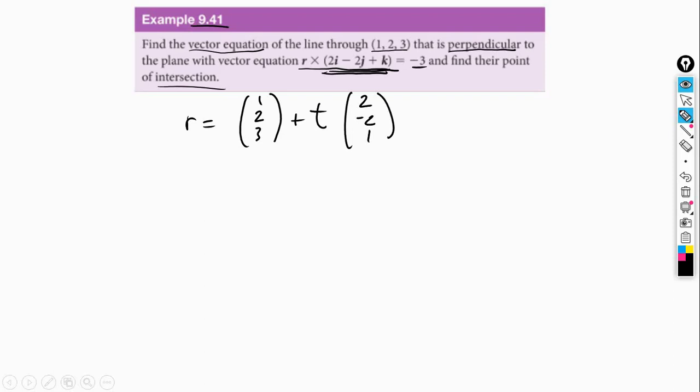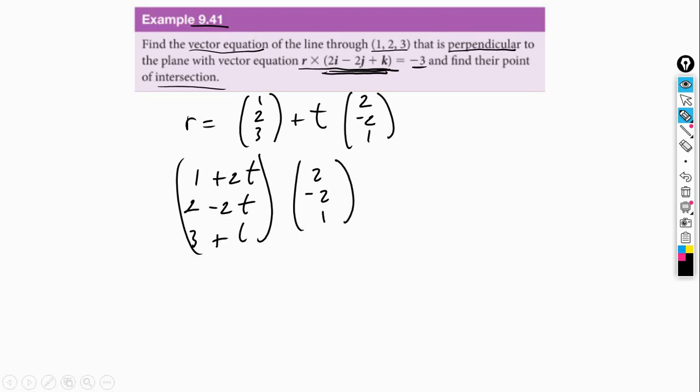Now they want us to find the intersection between the line and the plane. So we would need to find a position vector on r, and the dot product of that times the normal should equal −3. (1 + 2t, 2 − 2t, 3 + t), right? Dot product (2, −2, 1) should give us −3, right? We get this from here. So that means that we would get an equation in terms of t, which would be the following.